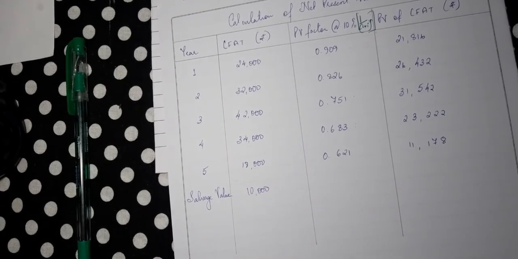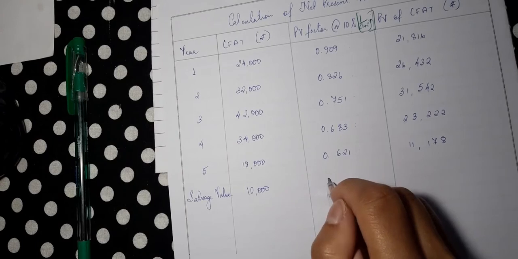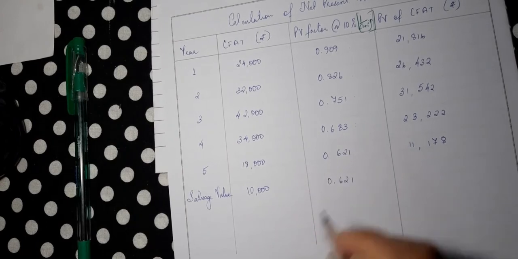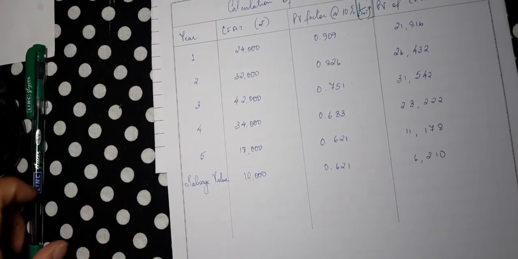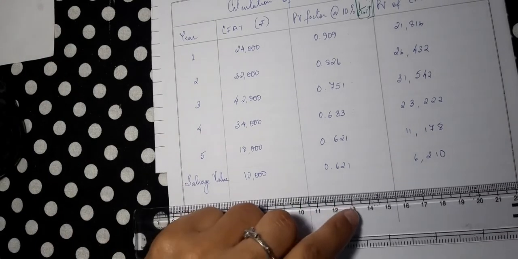And because we know salvage value is an amount that we're getting only at the end of the lifetime of a project, so only after 5 years. So remember, the value of the PV factor is 0.621. So 10,000 into 0.621 amounting to rupees 6,210. Right? Okay. So till this much, I believe we're very comfortable solving all these problems.